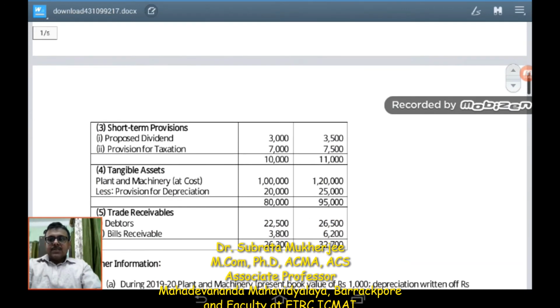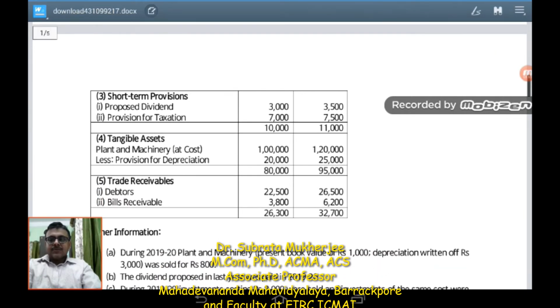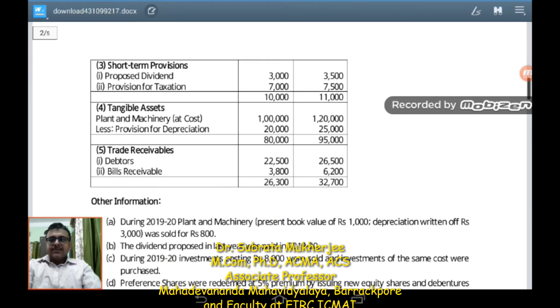Under short-term provisions, proposed dividend 3,000 and 3,500. Provision for taxation 7,000 and 7,500. Under tangible assets, plant and machinery at cost 1 lakh and 1,20,000. Less provision for depreciation 20,000 and 25,000. So the closing balance or the net balance of tangible asset is 80,000 and 95,000. Under trade receivables, we have debtors and bills receivable. Debtors 22,500 and 26,500, and bills receivable is 3,800 and 6,200.